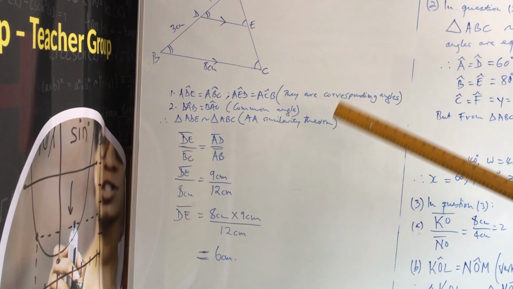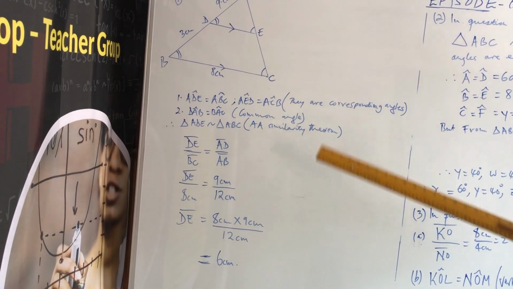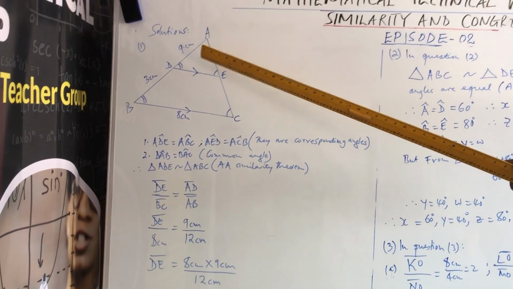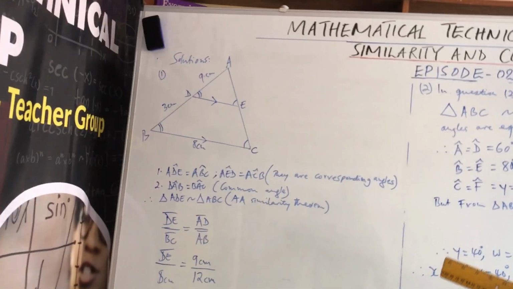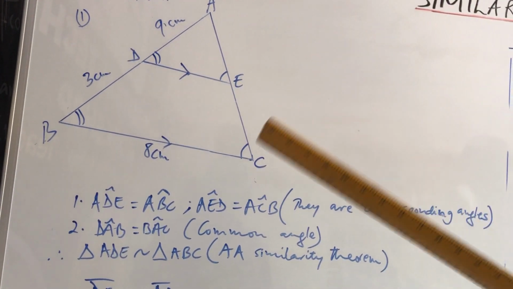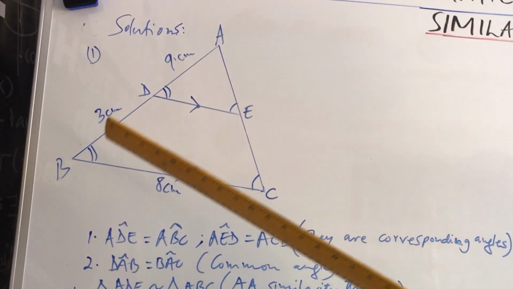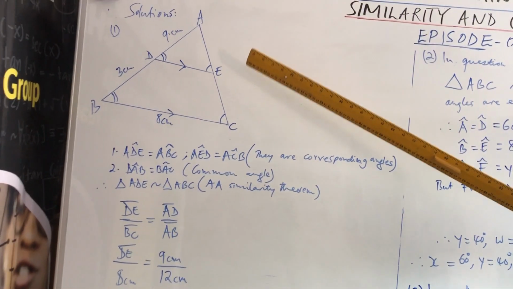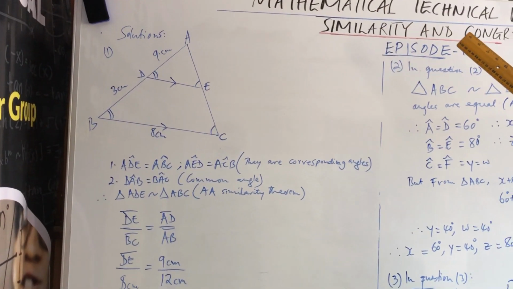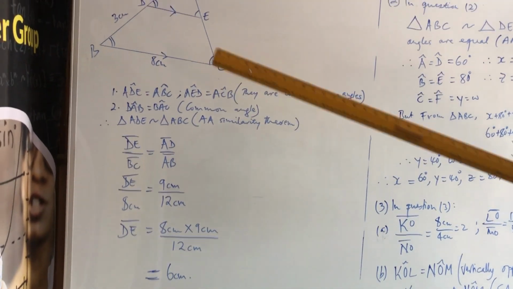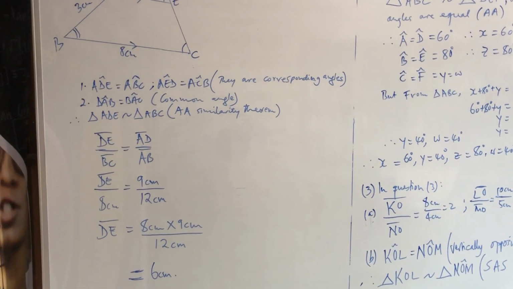Now, the proving goes as follows. Point number 1. From the diagram above, we can see that angle ADE is equal to angle ABC. Similarly, angle AED is equal to angle ACB. What is the reason? Because they are corresponding angles.